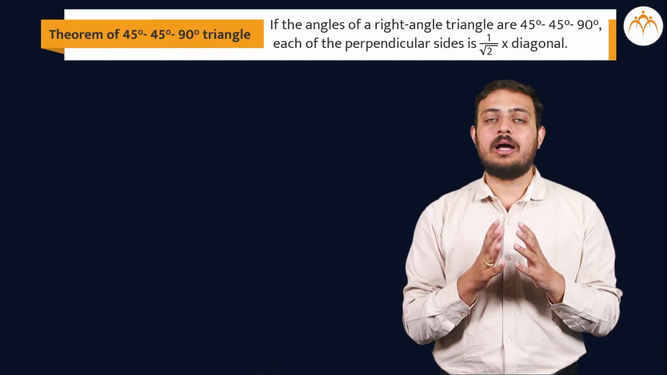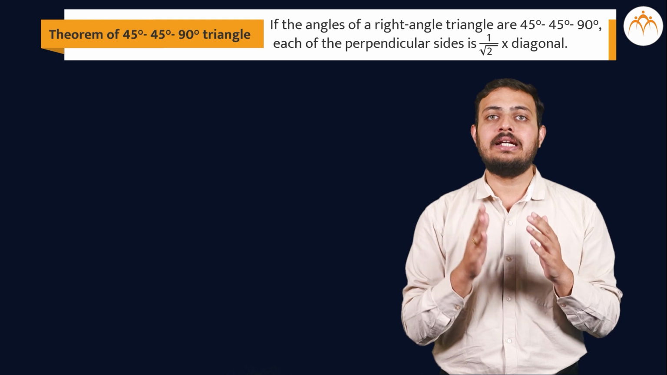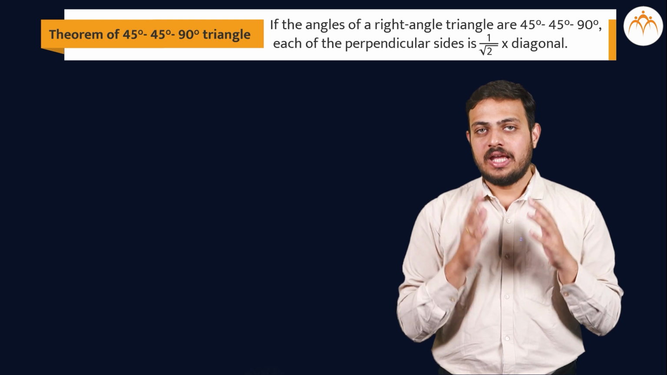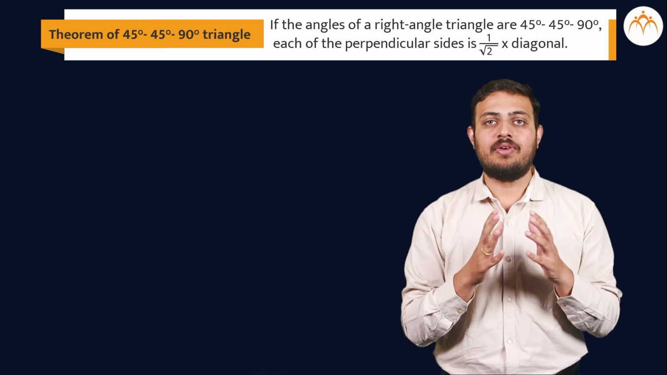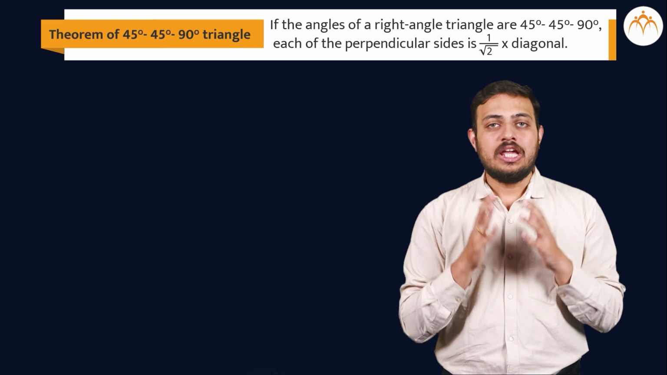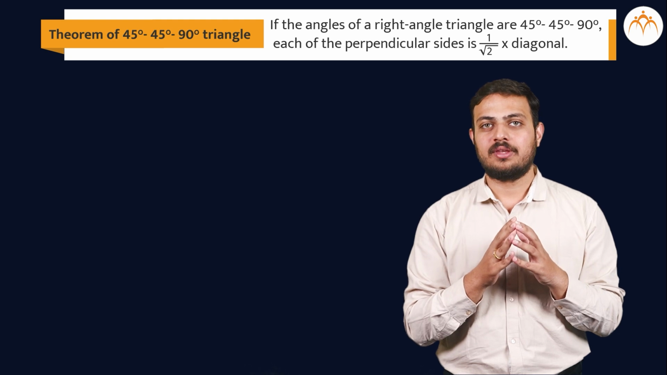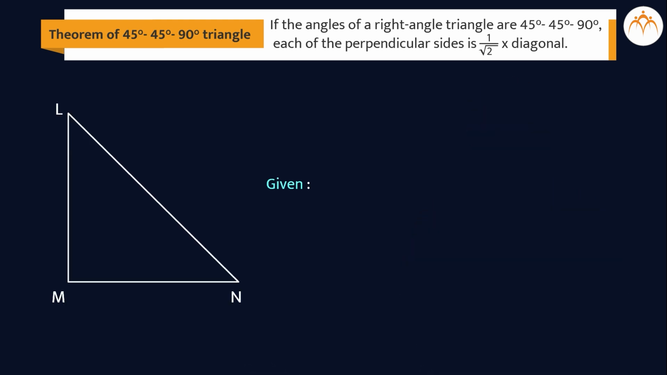Now we will study the theorem about the 45 degree, 45 degree, 90 degree triangle. Theorem of 45, 45, 90 degree triangle: If the angles of a right angled triangle are 45 degree, 45 degree, 90 degree, each of the perpendicular sides is 1 upon square root 2 into the diagonal. Observe this figure. Given, in triangle LMN, measure of angle LMN is 90 degree, measure of angle LNM is 45 degree, measure of angle MLN is 45 degree. To prove LM is equal to MN is equal to 1 upon square root 2 into LN.